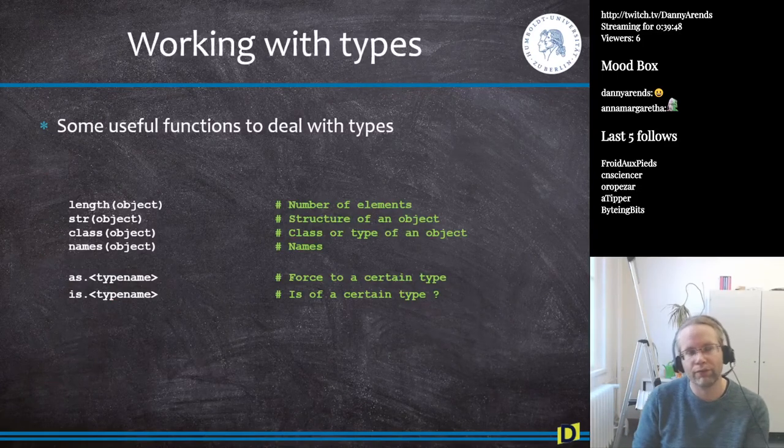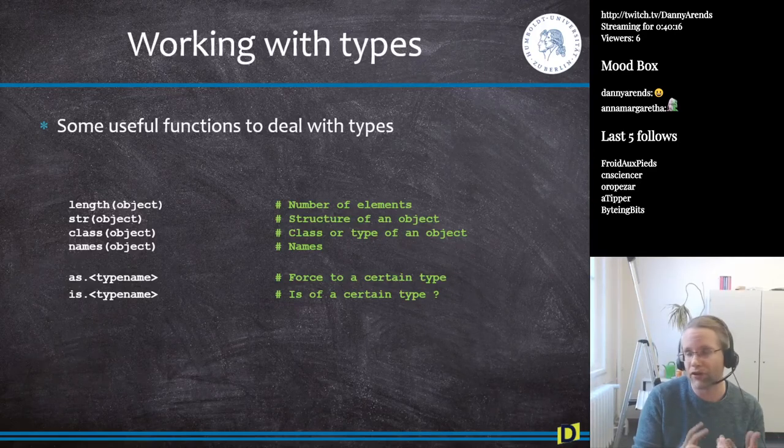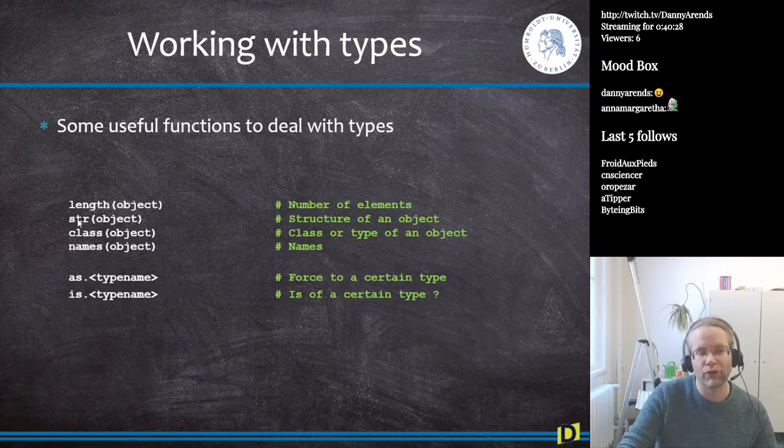There are some functions that you need to be aware of when you're working with types in R. For example, if I'm working with vectors, I often need to know how many elements there are, so I can use the length function. The length function on an object will tell you how many items are in a vector. The str function will tell you the structure of an object, because objects can become very complex. Currently we only saw vectors and matrices, but we can have things like lists with vectors in there, and matrices and other lists. You can make objects as complex as you want, but the str function will give you a graphical representation of the structure of an object.